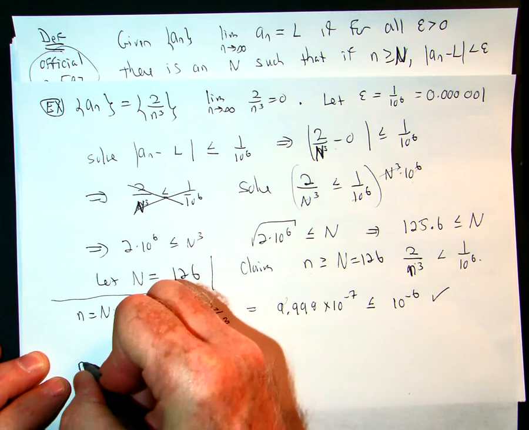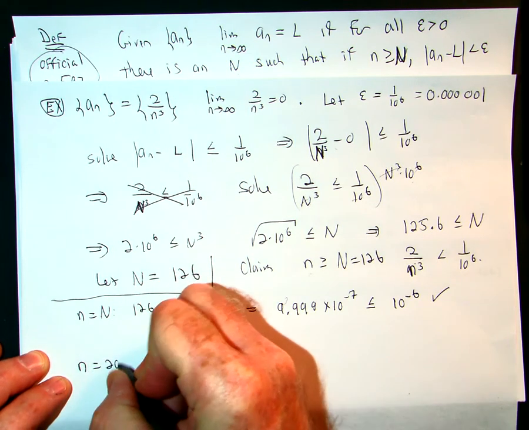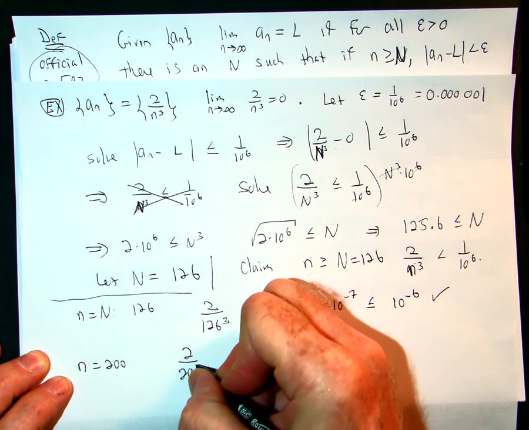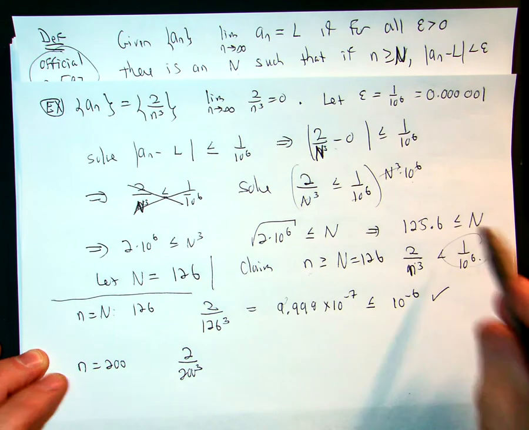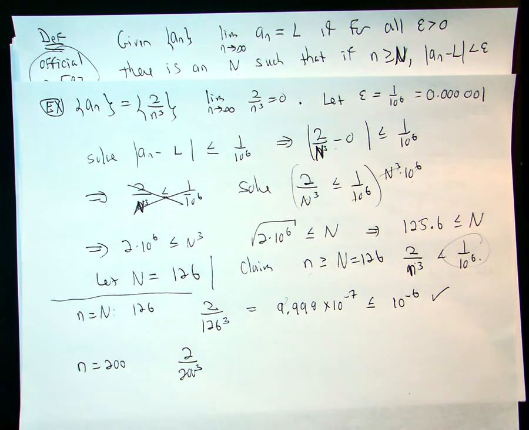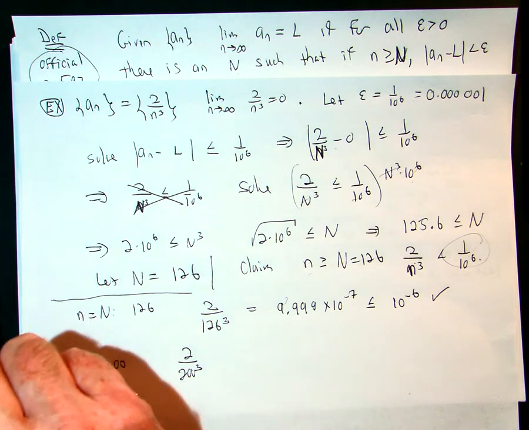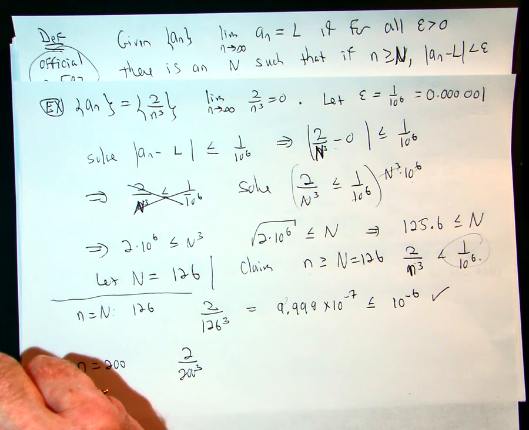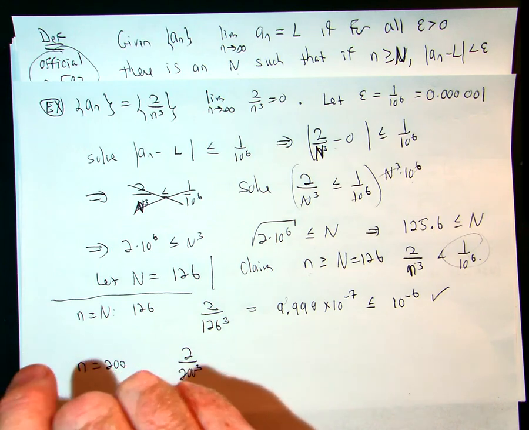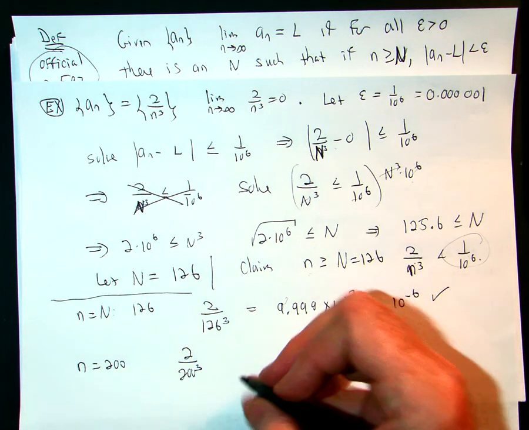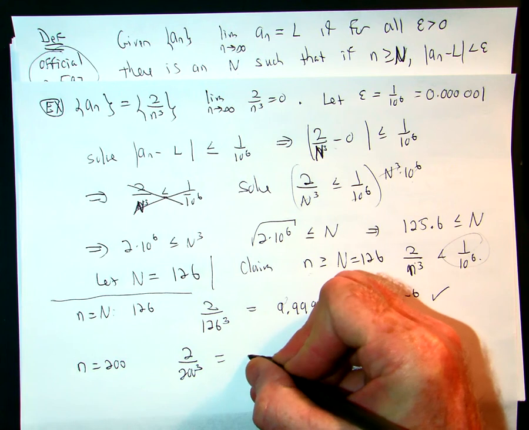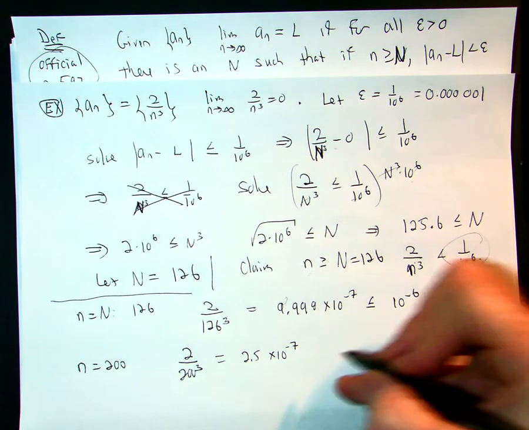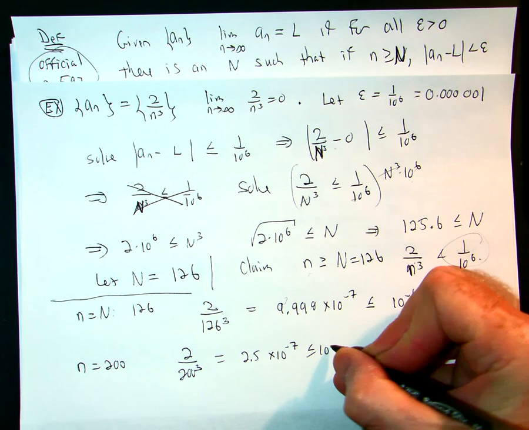So I'm going to pick a different n. I'm going to pick n equals 200. And I'm going to look at 2 over 200 cubed. And I claim I'm going to get a number less than 1 over 10 to the 6. So we'll test that out. 2 divided by 200 cubed. And what I get here, surprisingly, it's not as big as you'd think, but this is about 2.5 times 10 to the minus 7. Again, that's less than 10 to the minus 6.